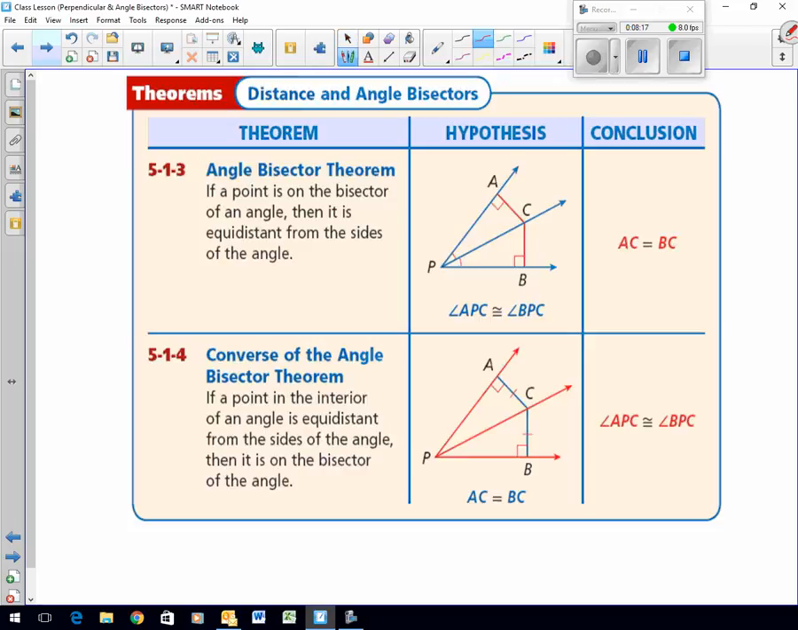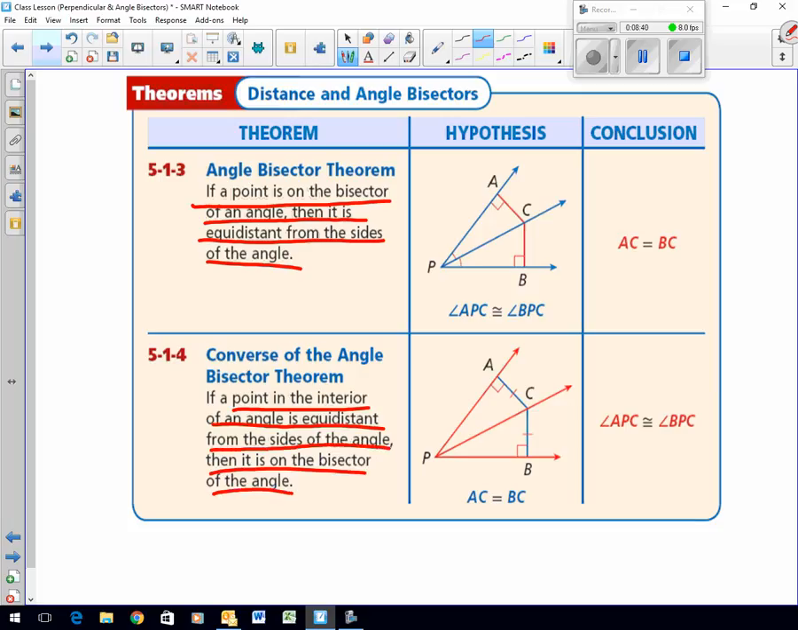Next, I have what we call the angle bisector theorem. Here's what it says. If a point is on the bisector of an angle, then it is equidistant from the sides of the angle. And the converse says if a point in the interior of an angle is equidistant from the sides of that angle, it's on the bisector.